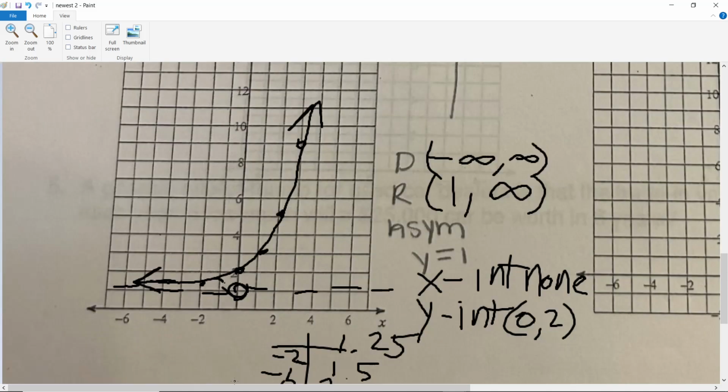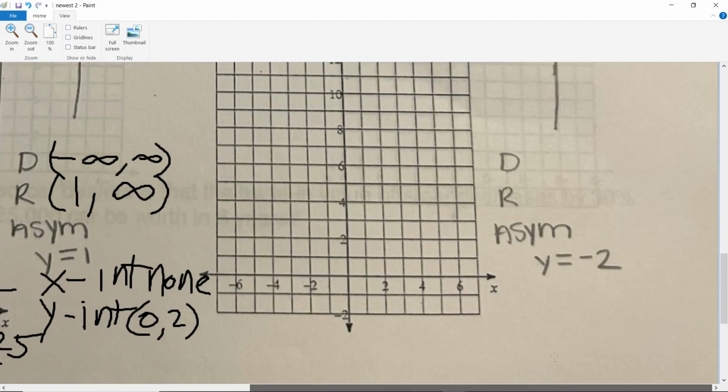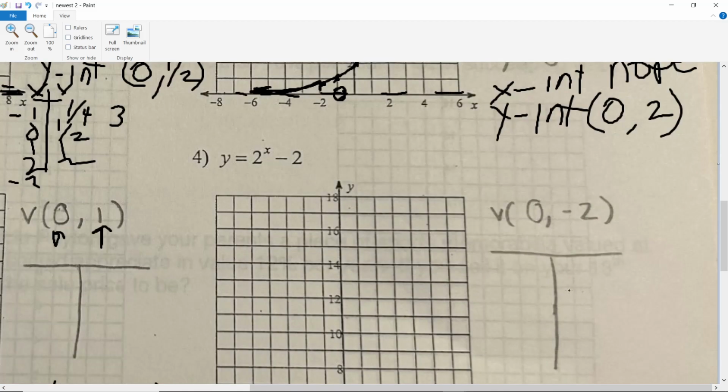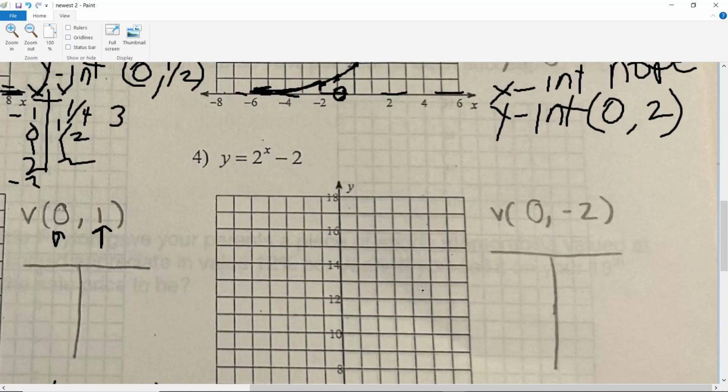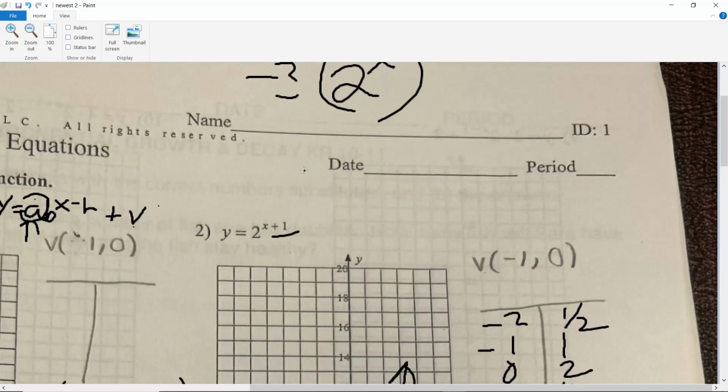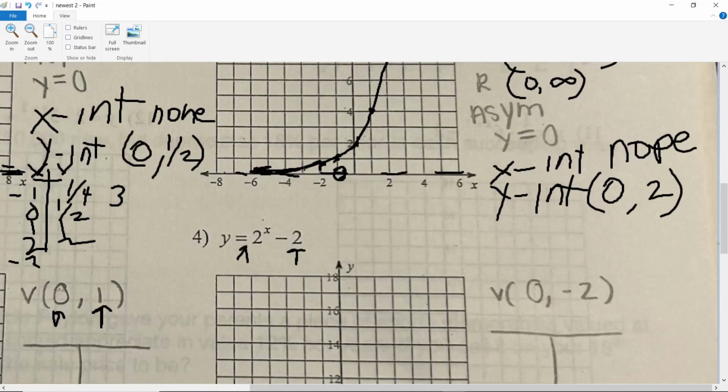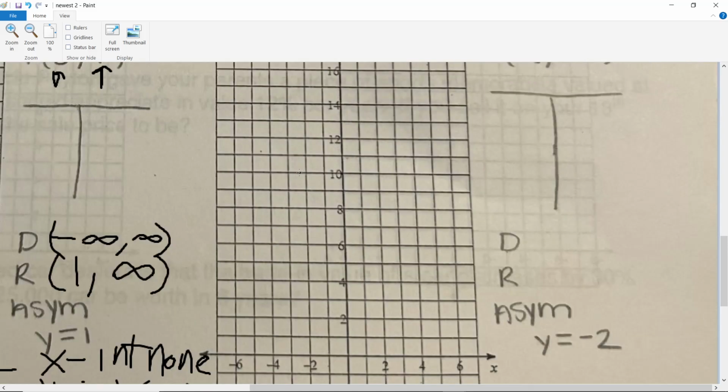Okay, there's that one. Now this last one I think is going to have an x-intercept. Because in this general form, a times b to the x minus h plus v, the b is positive. There's no negative number multiplied. But the v is negative. So when a is positive and v is negative, it's going to have an x-intercept.